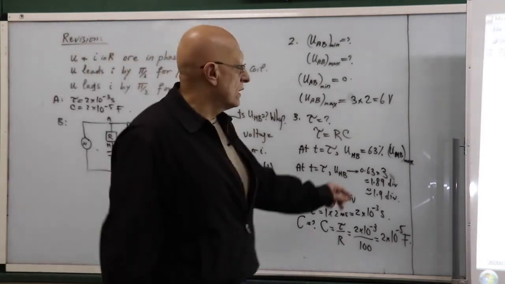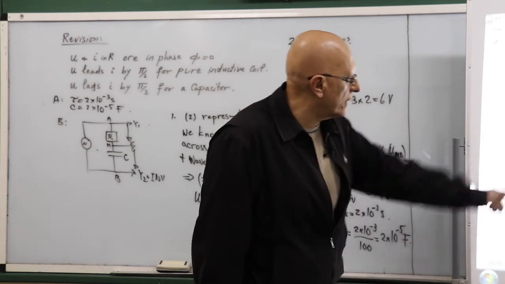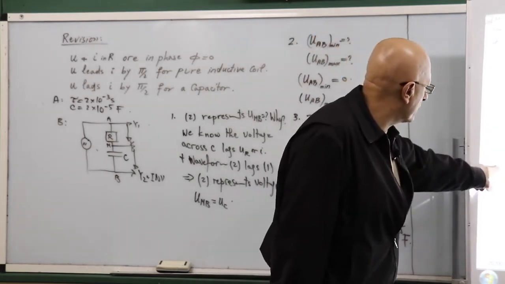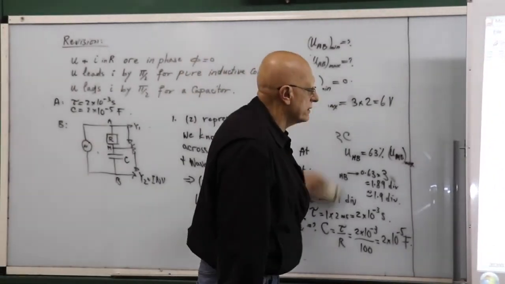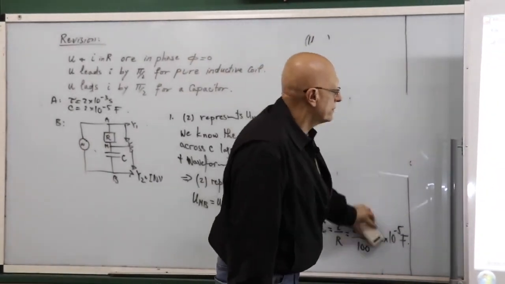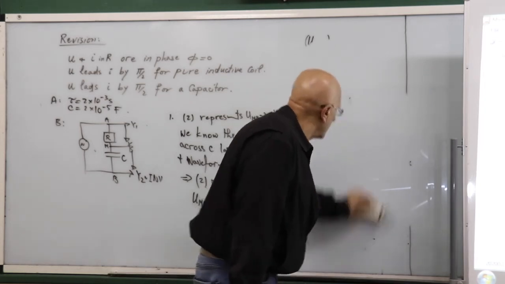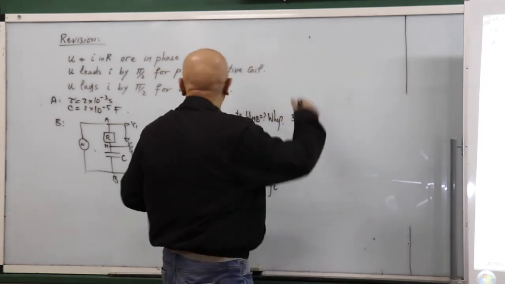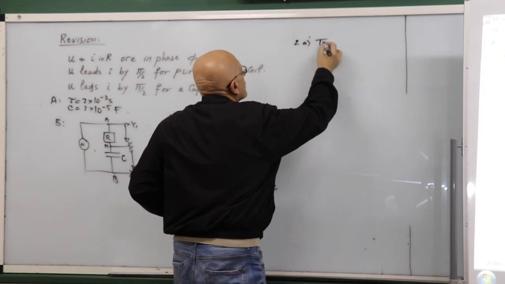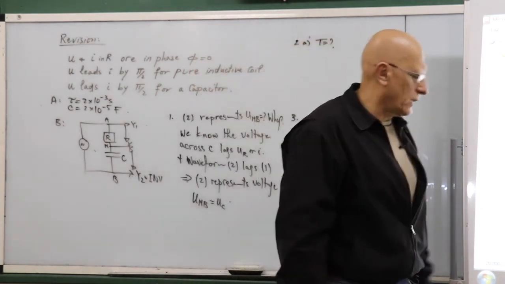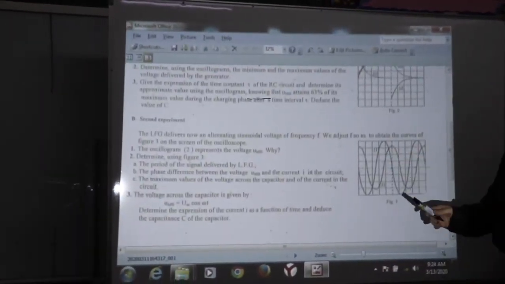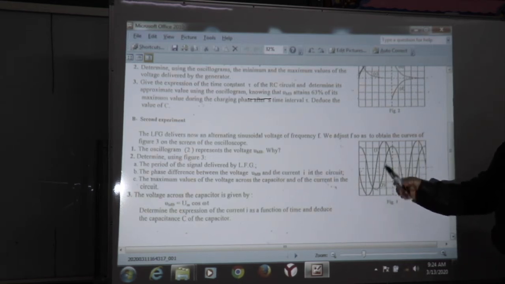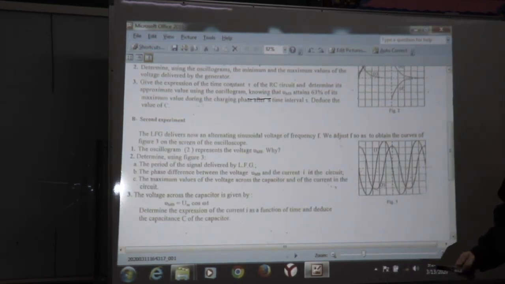Part 2, determine using figure 3 the period of the signal delivered by the low frequency generator. So 2A, he wants the period. How to find the period? The period of the 2 graphs is the same. Okay? So I can choose any one to find the period.